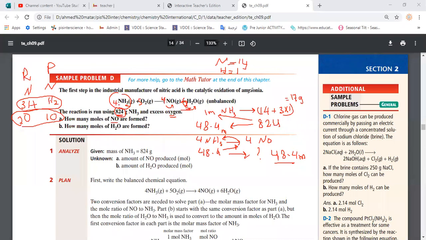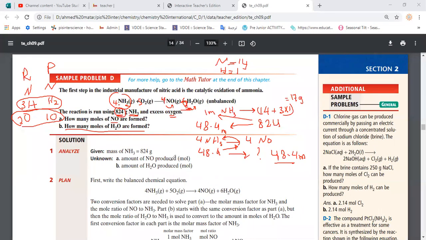Okay. So tell me what we are going to do now. He asked, on the same amount which we used, the same 824 grams of ammonia, how many moles of water are they going to produce? No, we will not count the mass of water. We need to find the amount of water in moles by using the mass of ammonia. So this mass of ammonia, the 824 grams, represents how many moles of ammonia?